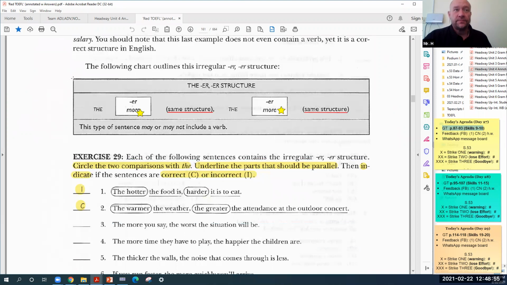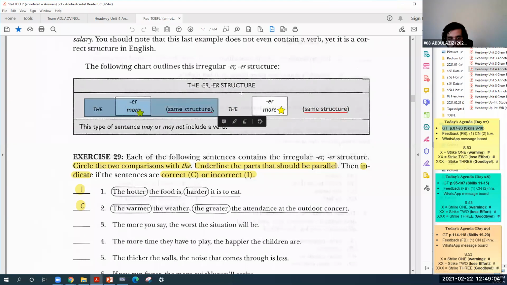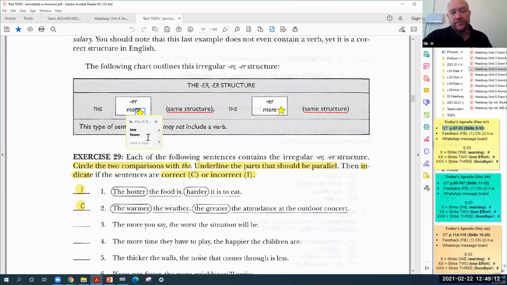Abdulaziz. The ER or more, the same structure. Good. Now, I've also added some other words. Less, fewer. Do you guys know these words? What's the difference between less and fewer? Yes, Hassan. Fewer with countable nouns, less with uncountable. Bingo. That's the answer.